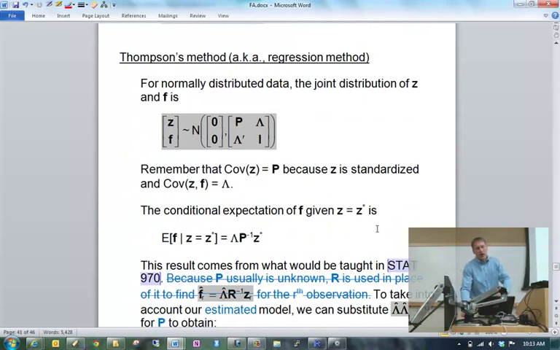The second method is called Thompson's method, also known as the regression method. If you've taken a Stat 970 class, you typically spend some time talking about, suppose your response variable y and your independent variables x are all random variables. How do you find the parameter estimates for your regression model if both the y's and the x's are random variables? What ends up happening is that your parameter estimates end up being exactly the same as if you were to assume the x's are constant, which is usually the case that one begins with, like in a Stat 801 class.